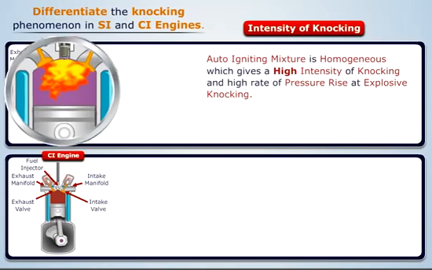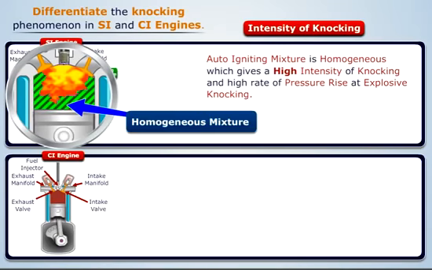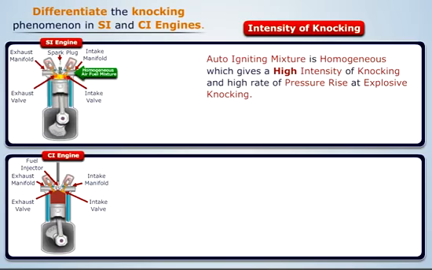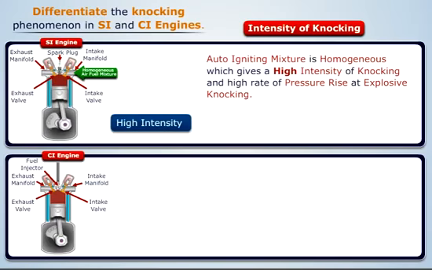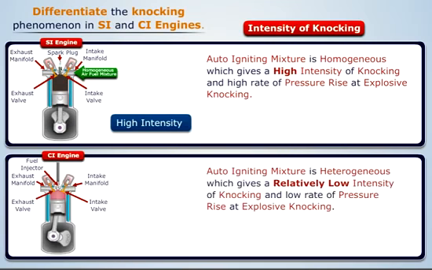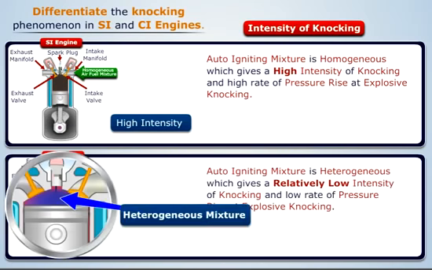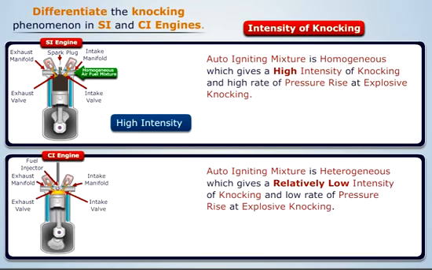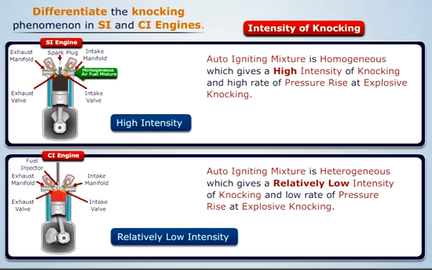In an SI engine, the auto-igniting mixture is homogeneous, which causes knocking of very high intensity and a high rate of pressure rise at explosive knocking. Whereas in a CI engine, the auto-igniting mixture is heterogeneous, which causes knocking of relatively low intensity and a low rate of pressure rise at explosive knocking.